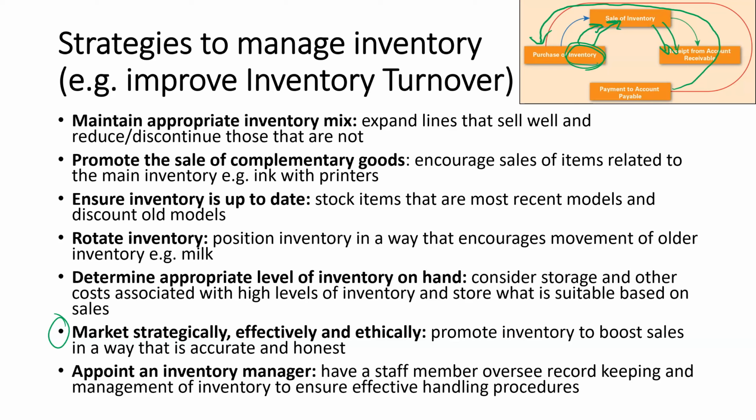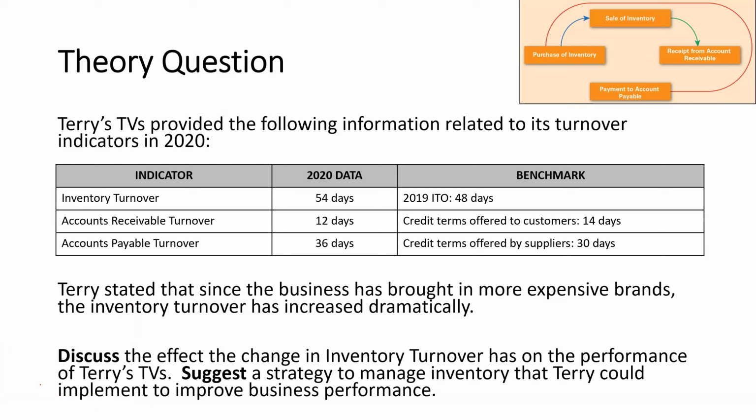So let's have a look at a theory question. This is taking a business, Terry's TVs, and they've provided us with the following information. They've given us our 3 turnover areas, they've given us the data from 2020, and they've given us a comparison. And you can see that it's either from the previous period, or they've given us things like credit terms.